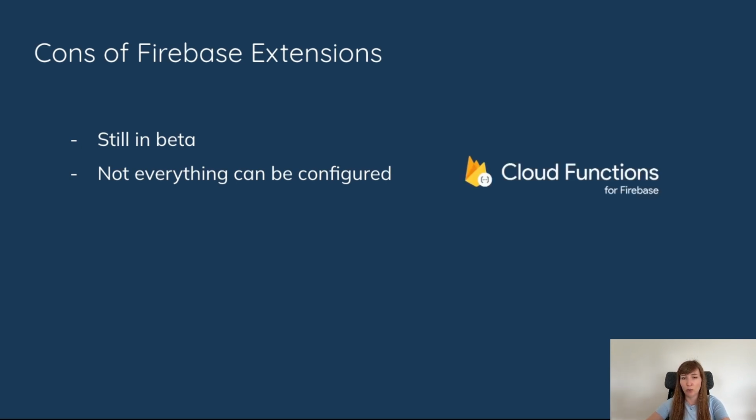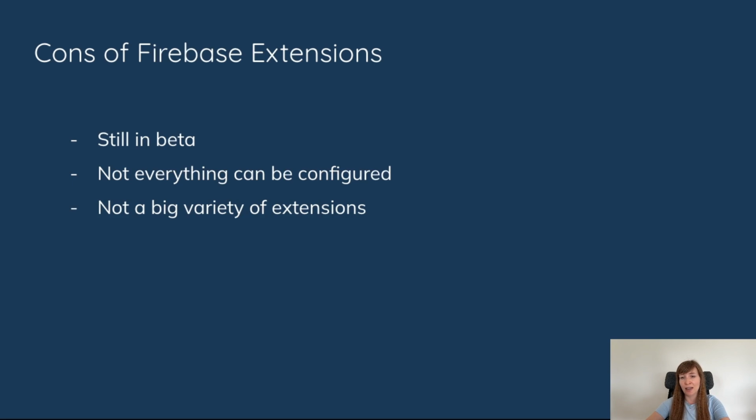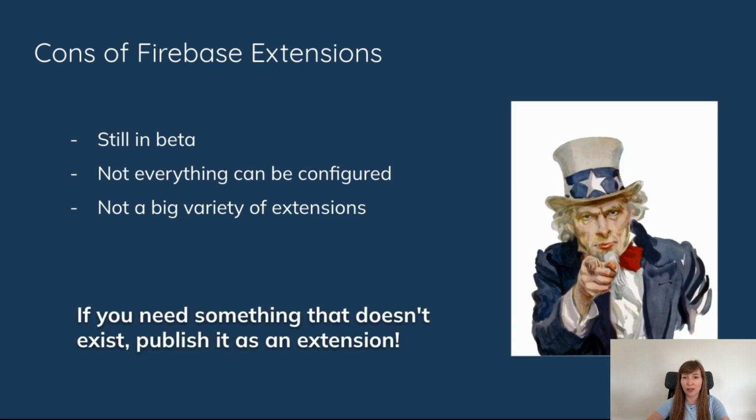Yeah, you can always use functions if you think some configuration is missing. And also there is not that big of a variety of extensions, but that is also because the feature is still quite new. And actually it's a call to action to all of you, even to myself, that if you see that something is missing, maybe you already have a cloud function written for that, why not registering as a publisher and publishing it and supporting other users so they don't have to struggle that much.